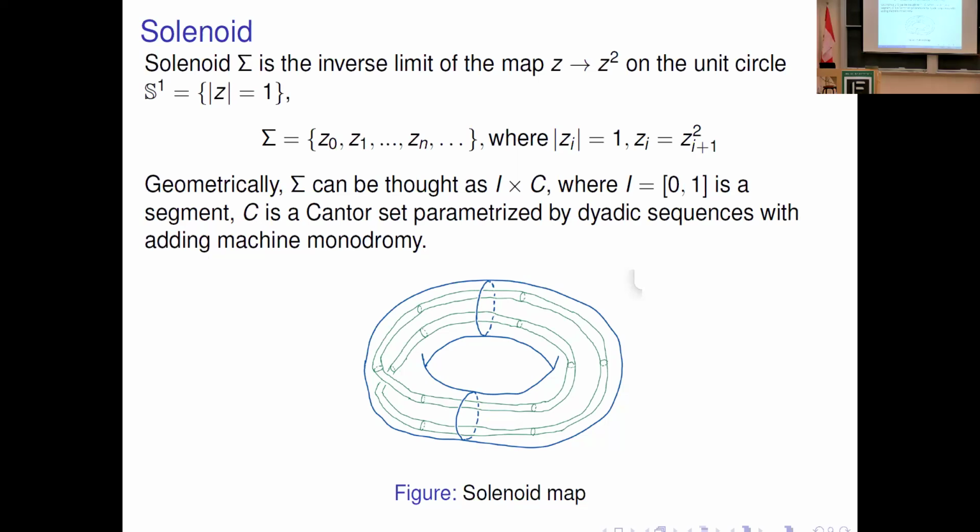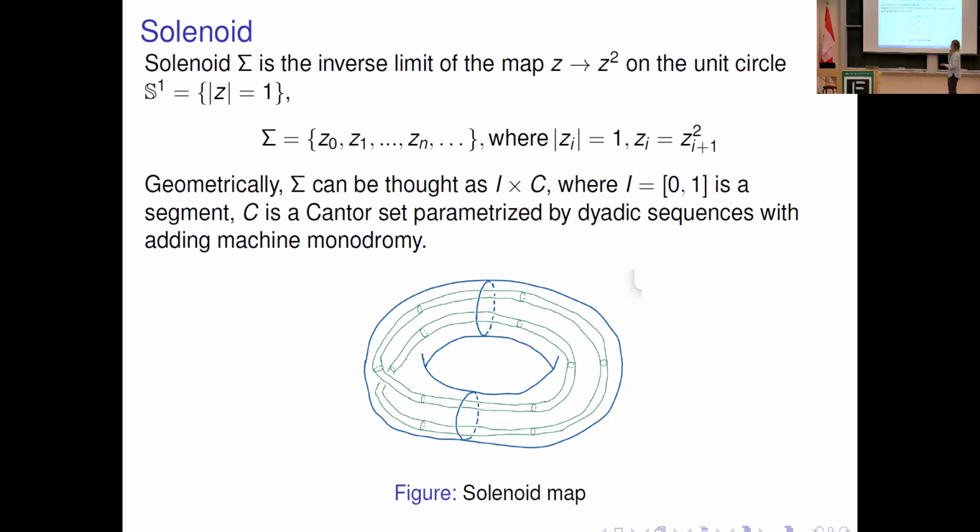If it was 1 plus 0, you just get 1. But if you get 0, you move 1 to the next place. And you keep going. So for example, from the sequence 1, 1, 1, when you add this 1, you get the sequence 0, 0, 0. So this is a monodromy on the solenoid. If you want to think about a solenoid geometrically, it's just a segment times the Cantor set and a specific monodromy.